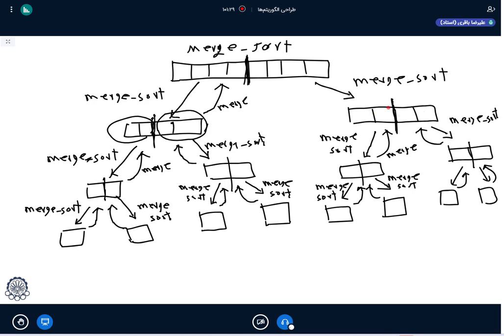In the parent, we have done the function call of the first and the second part. So the only thing that has remained is merging these two parts. These two parts are merged, and we return back to its parent.